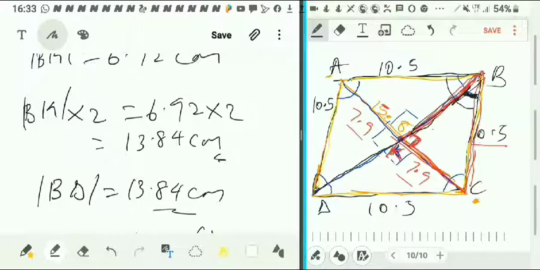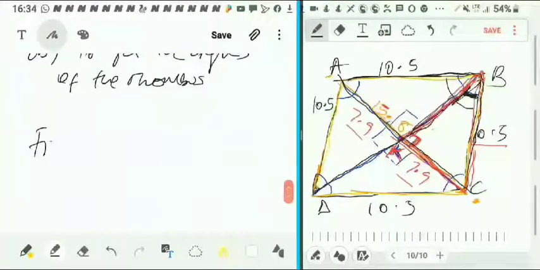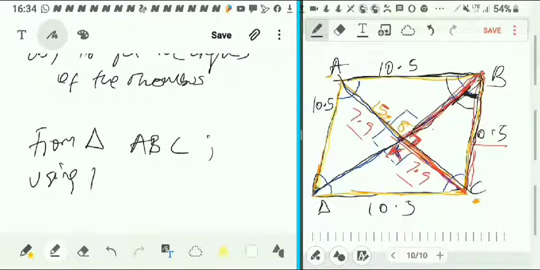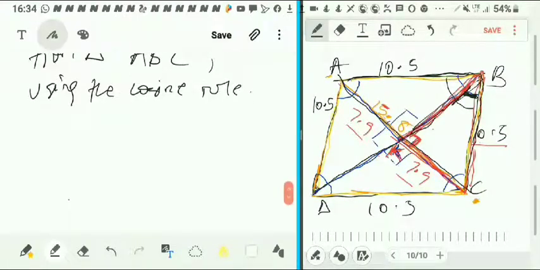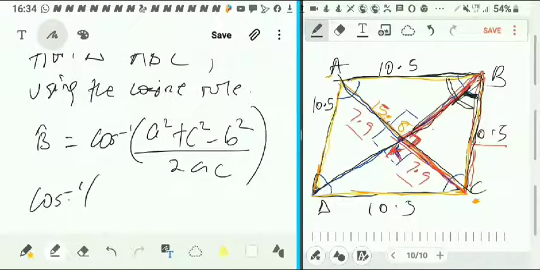Okay. So now to get this angle, you can see this side is given, this side is given, and this third side is also given. So from triangle ABC, using the cosine rule, when three sides are given and we want to get the angle. So the angle here that we're looking for is this angle B. Okay, so we'll be having angle B equals cos inverse of A square plus C square minus B square over 2AC.